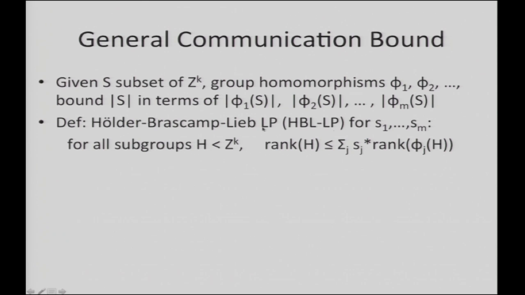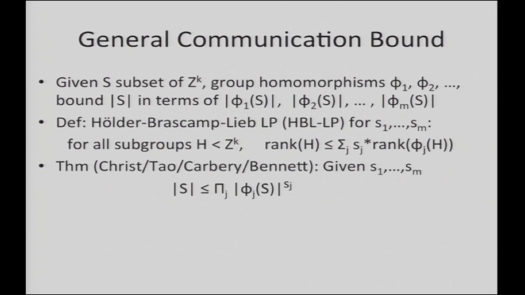For all subgroups of the k-dimensional integers, the additive group, I want this linear inequality to hold. What does this say? Take the rank of that group. That's like the dimension of a vector space, same idea. The rank of that group has to be bounded by these unknown parameters, which are solutions of my linear program, multiplied by these other integers, the ranks of these projections, dimensions of subspaces. So here's the theorem that was proved by a team of pure mathematicians back in 2010, including my colleague Michael Christ at Berkeley, Terry Tao at UCLA, who's like the smartest mathematician in the world, and some other guys too.